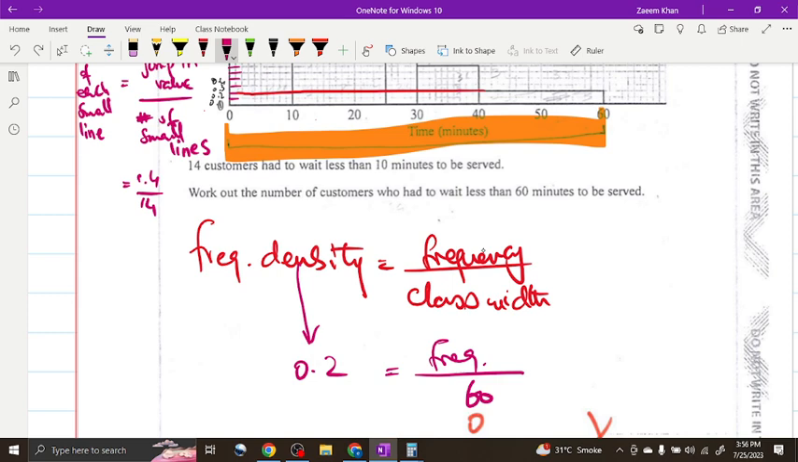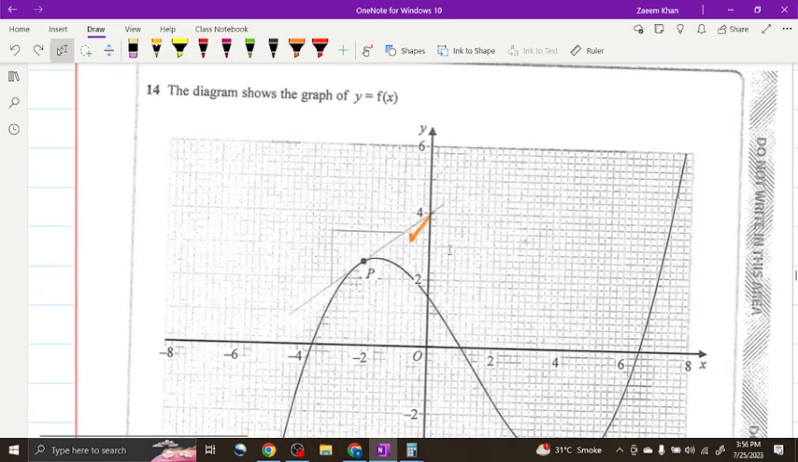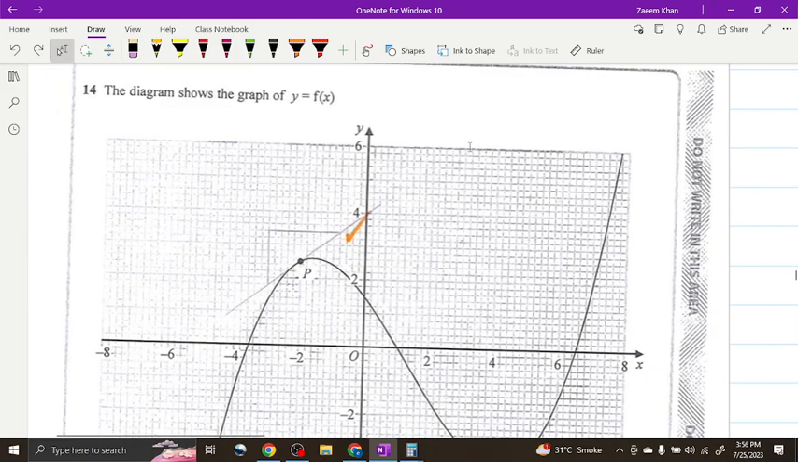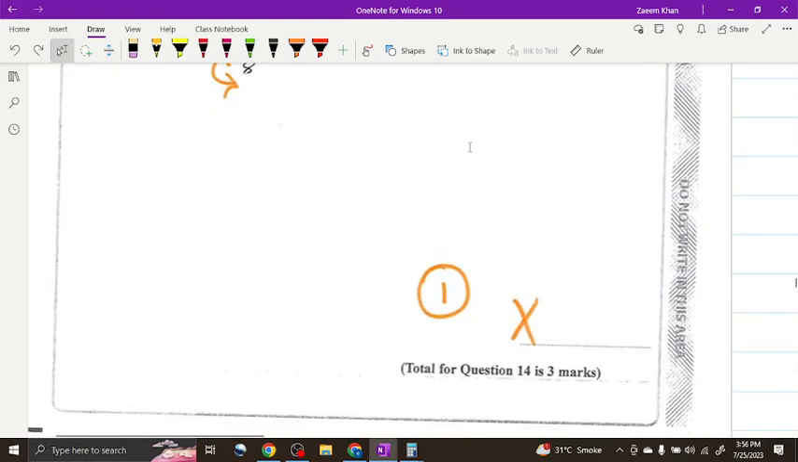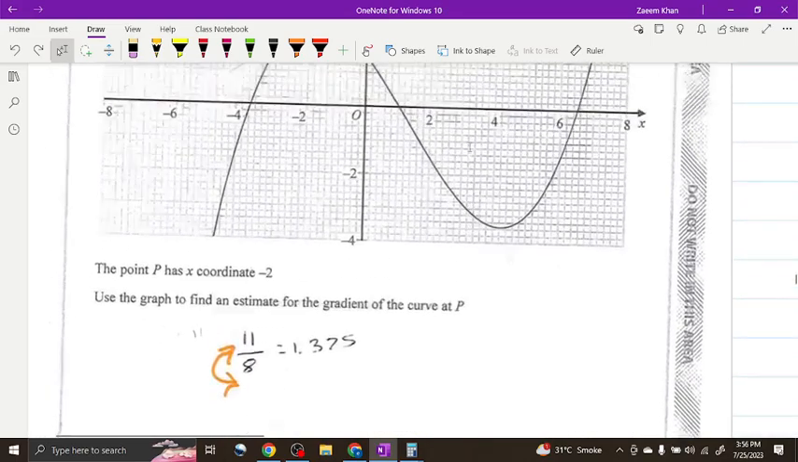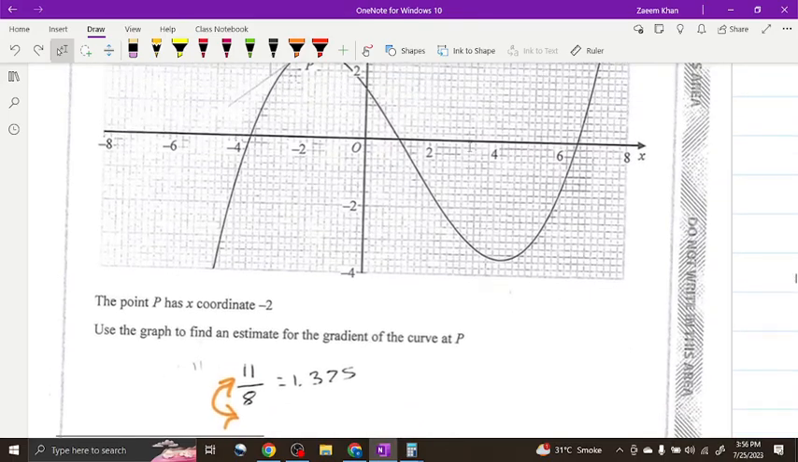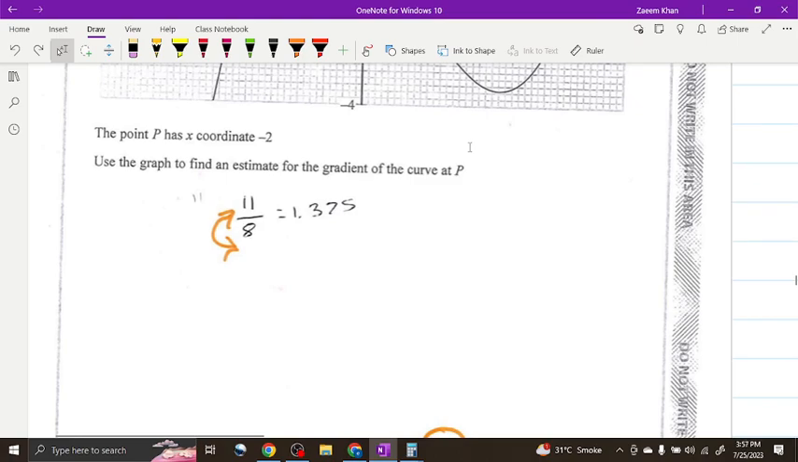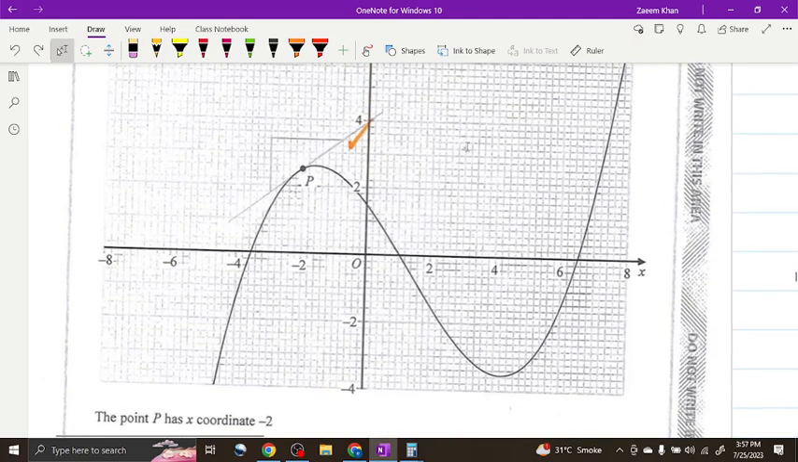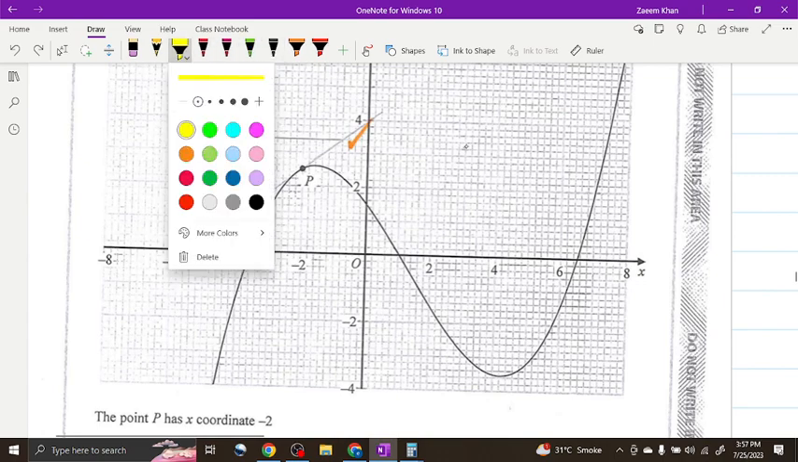What's the next question about? Next question. Yep. What topic is this? This one's called graphs of functions. So the question says, use the graph to find an estimate of the gradient to the curve at P. You've drawn a beautiful gradient. I think that's almost perfect. Let me take a look.